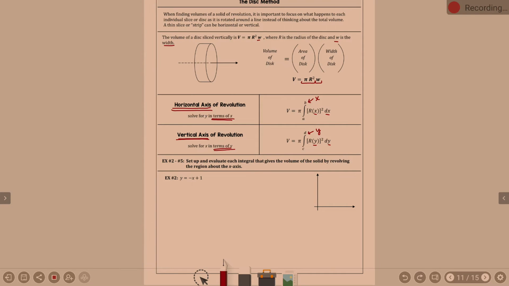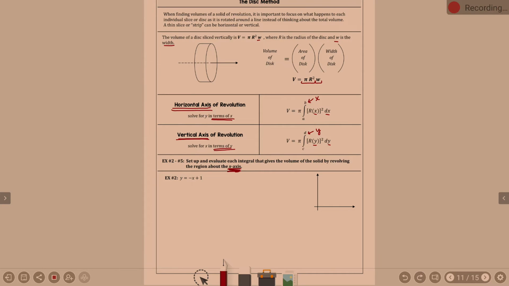So let's try some of these. I feel like I'm making this more confusing than it is, so hopefully it gets better here. Set up and evaluate an integral that gives the volume of the solid by revolving the region. And in this case, it is about the x-axis.